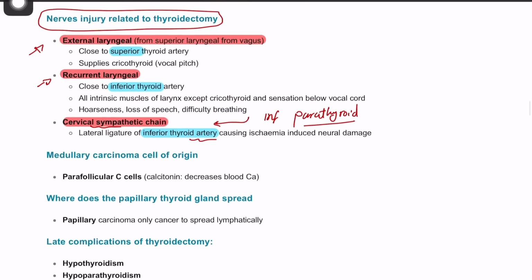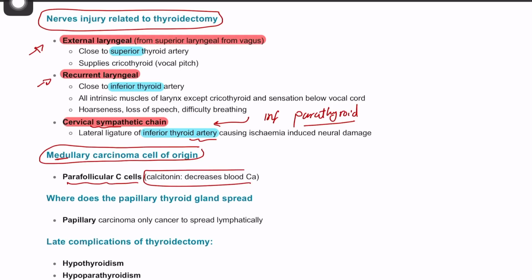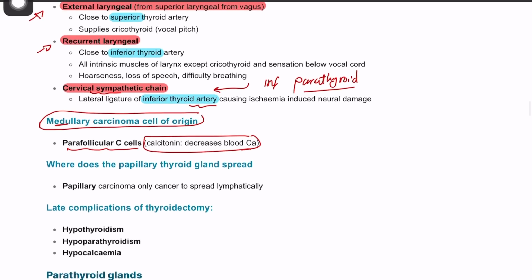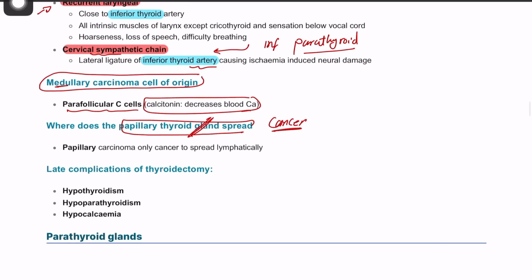Okay, so another question mentioned the medullary carcinoma, cell of origin. So usually it's the medulla, all right, from its name. So medulla, which comes from the parafollicular C cells, and these secrete calcitonin. Okay, where does papillary thyroid cancer spread? It's the only thyroid cancer that can get lymphatic spread.